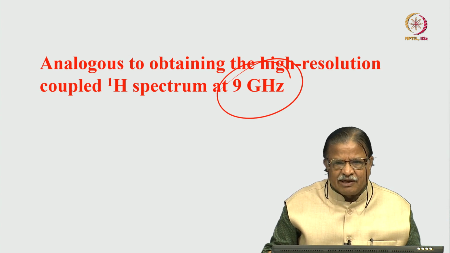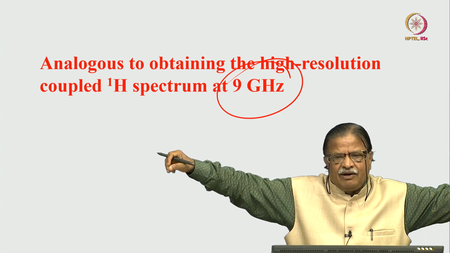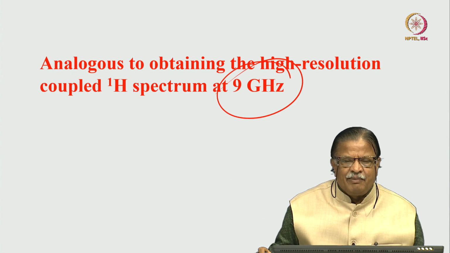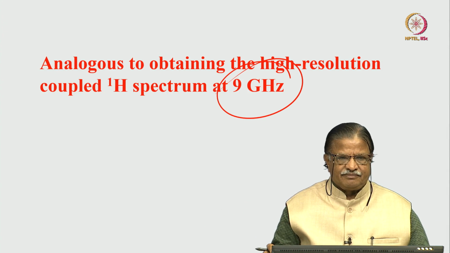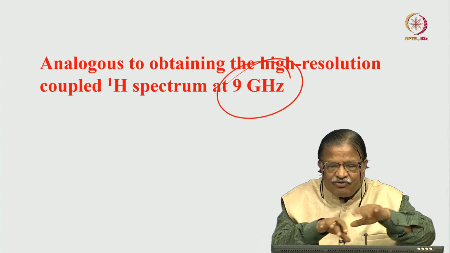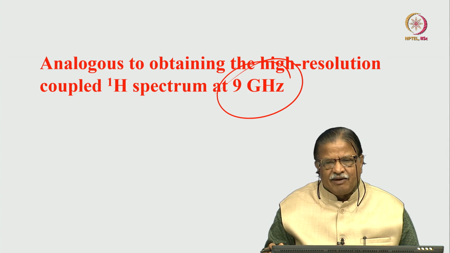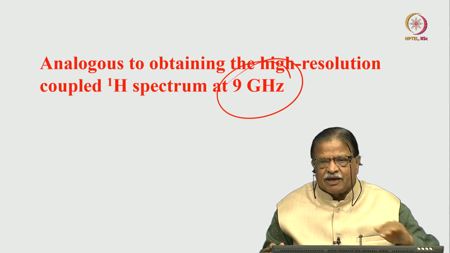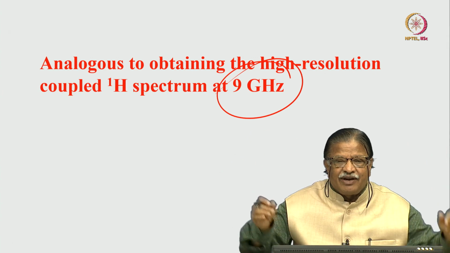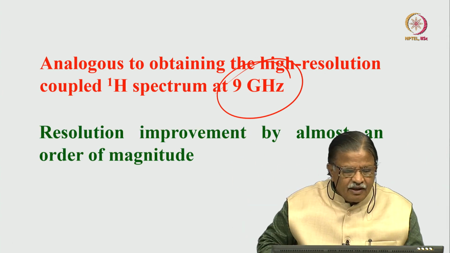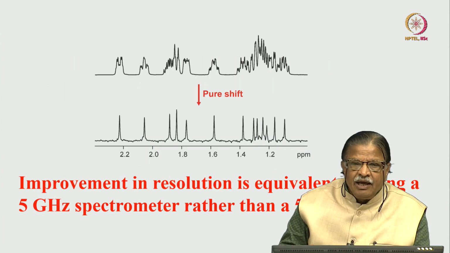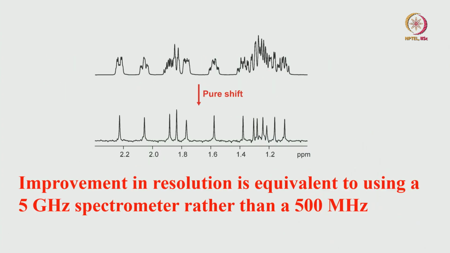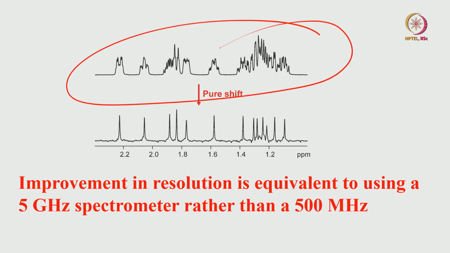If you get a high resolution spectrum at 9 gigahertz, then this multiplicity pattern will be highly dispersed with only 2 hertz line width, then it is easy to see. So broadband decoupling can be compared to recording the spectrum in a very high magnetic field spectrometer. The resolution improvement is almost an order of magnitude. In pure shift NMR, if you do that broadband decoupling, this is the spectrum, the complex spectrum. Look at this complexity in this region.